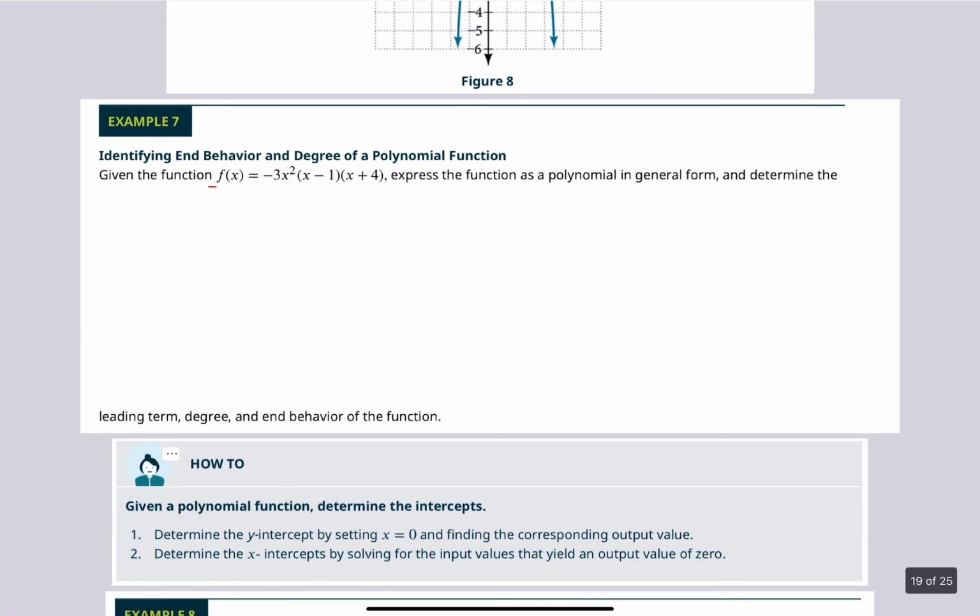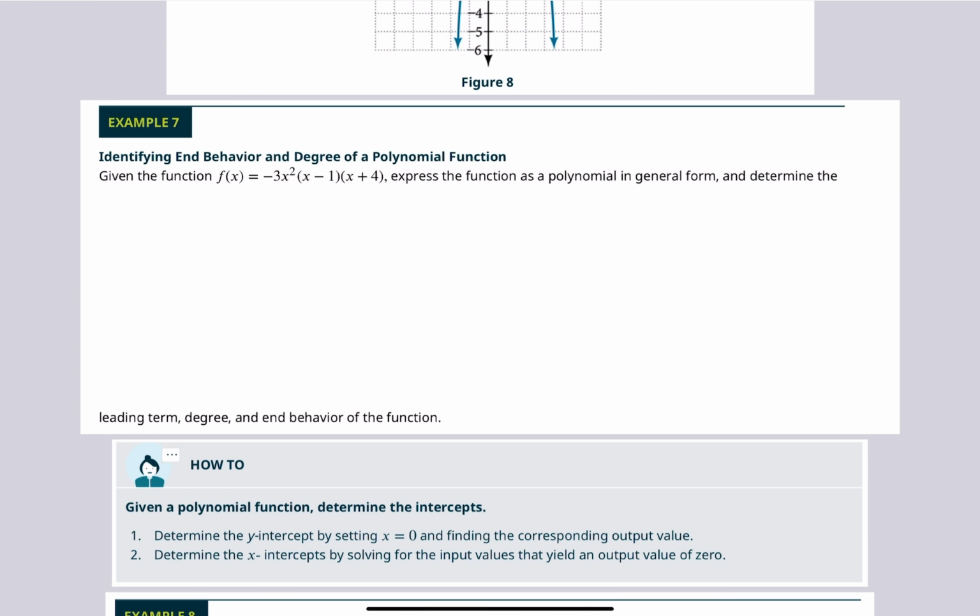Let's move on to this one. Given the following function, express the function as a polynomial in general form and determine the leading term, degree, and end behavior of the function. So how do we do this? You just need to distribute the function. You need to FOIL it. So negative 3x squared multiplied by (x minus 1) multiplied by (x plus 4).